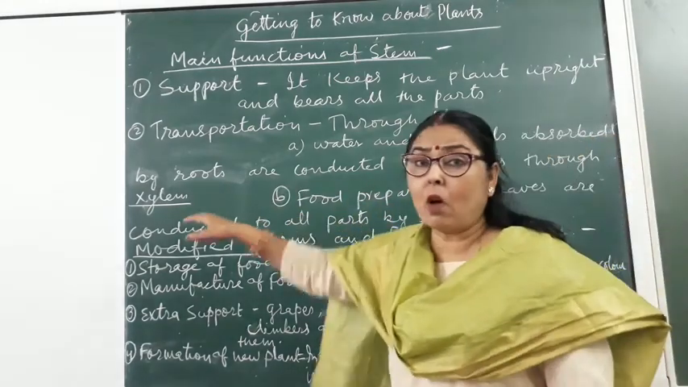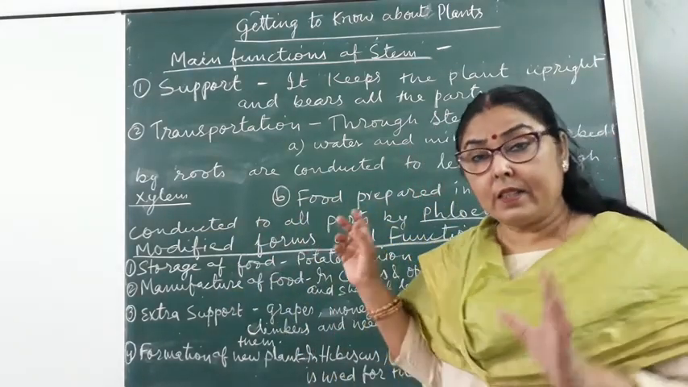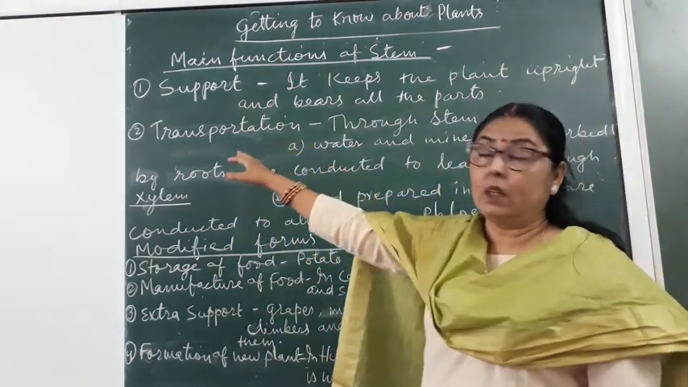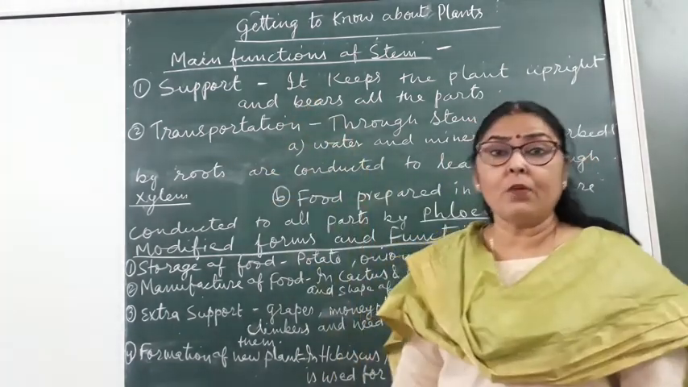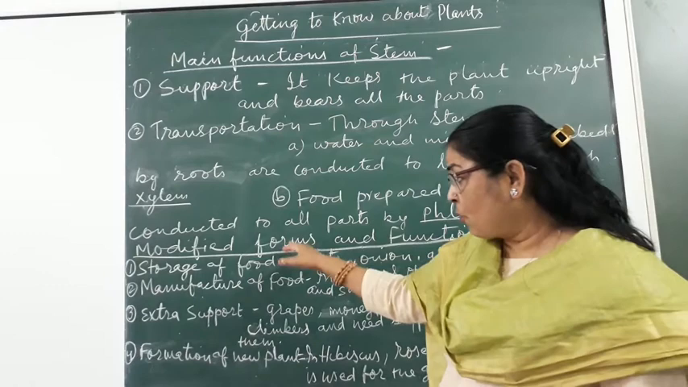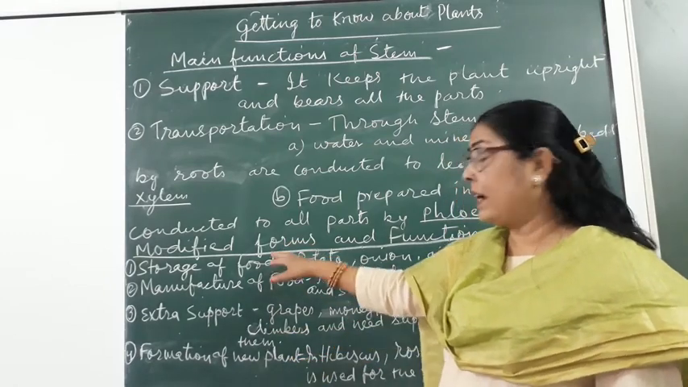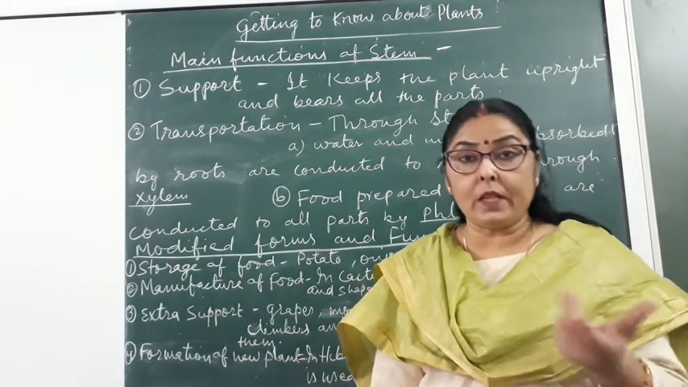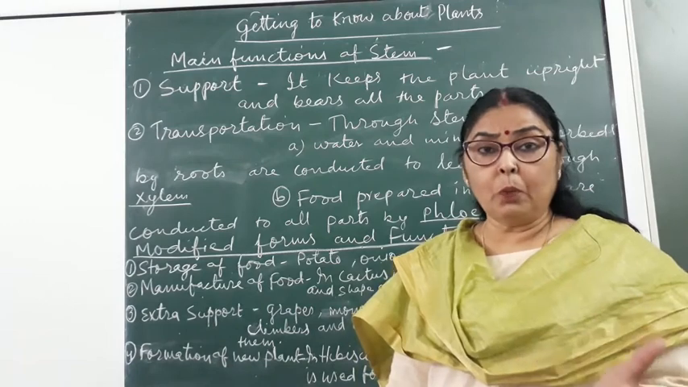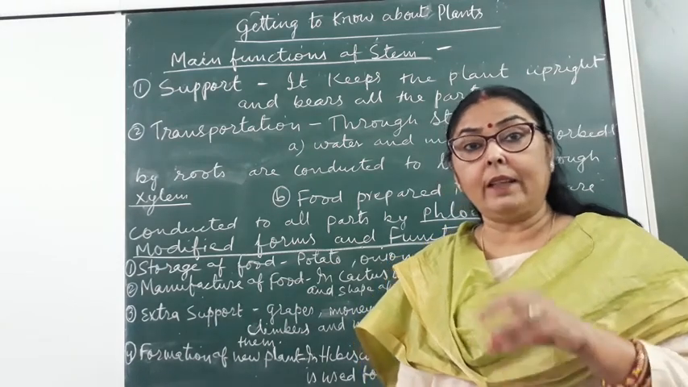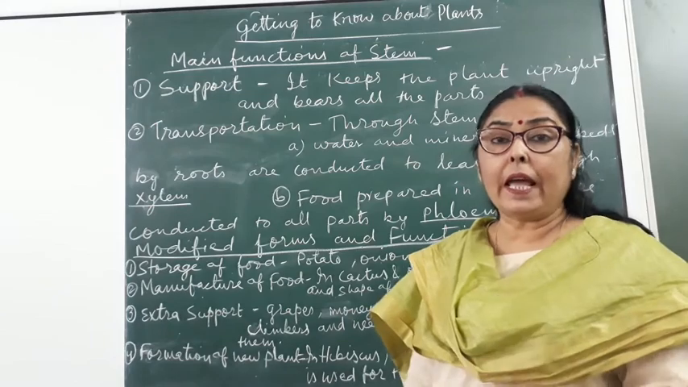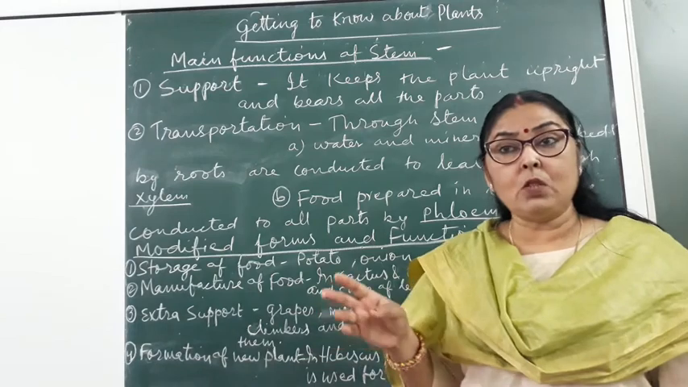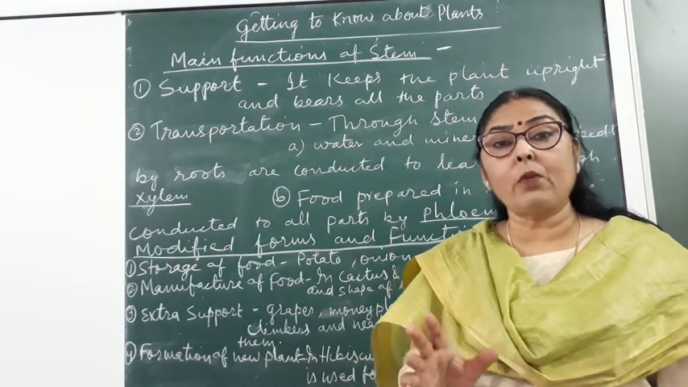There are 2 types of tubes inside the stem which perform the function of transportation. So these are the 2 main functions of stem. More functions it performs, that is their modified forms and function. Modified means changed, बदला हुआ रूप, क्योंकि वो कुछ अलग काम कर रहे हैं, इसी को हम लोग modified forms and function बोलते हैं. All the parts of plants, means root, stem, leaves, have modified functions.